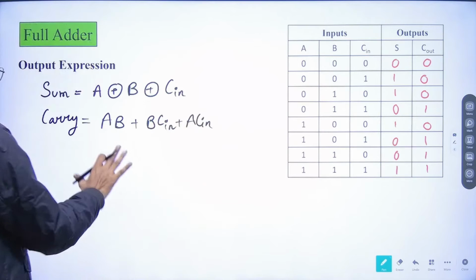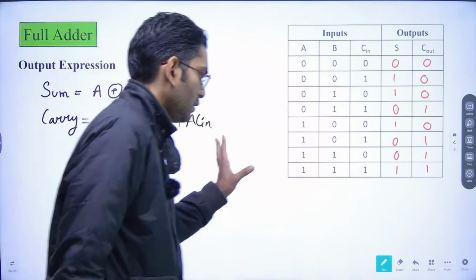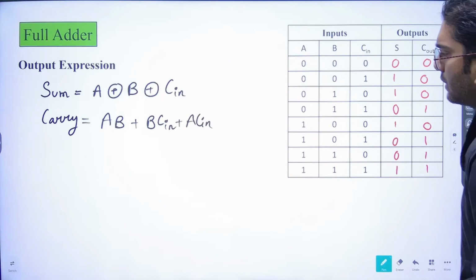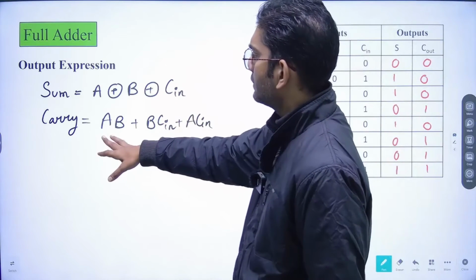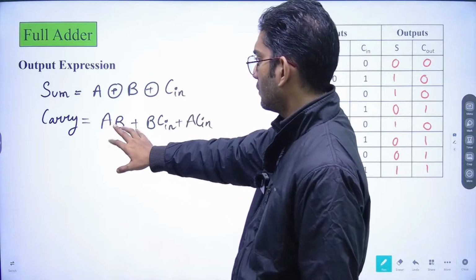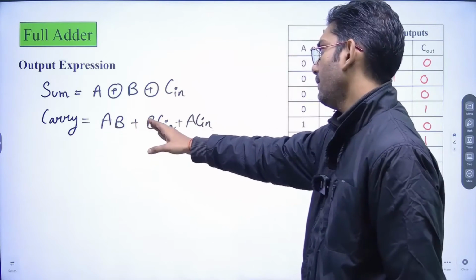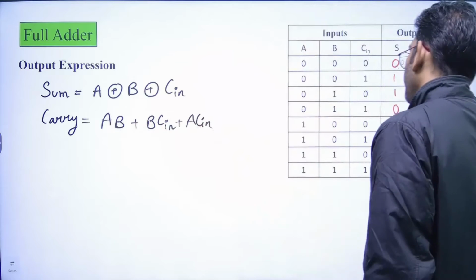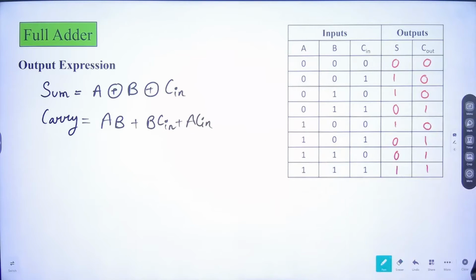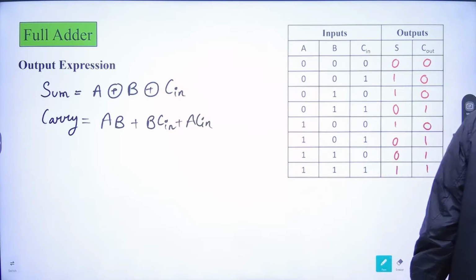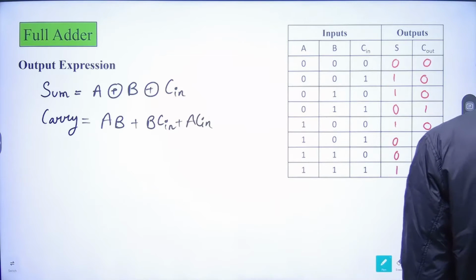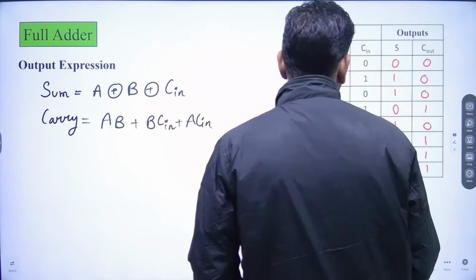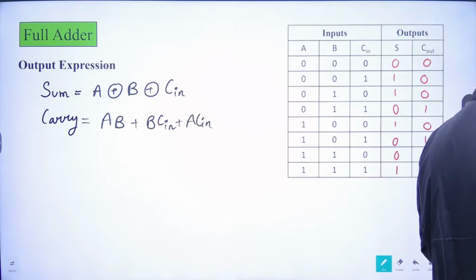So it is easy to remember the sum and the carry equation. In the sum, it is the XOR of all the inputs, and in the carry, if 3 inputs are present, then we have to take the 2 pairs, and then we have to OR. First, we have taken AB, then BC, then CA. Fine. So in this way, we can easily learn the output expression of the full adder.